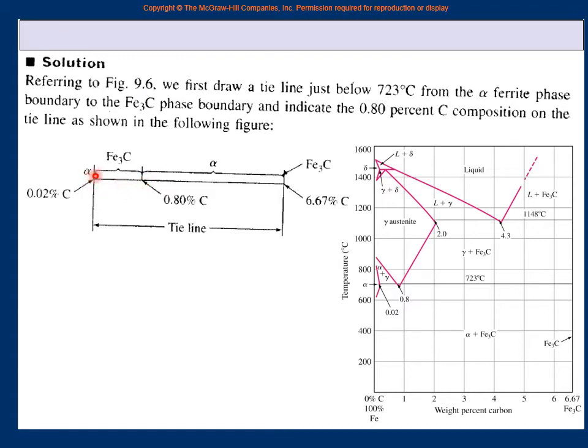So if you want to find the mass fraction of alpha, it is on the other side. This is cementite. So the mass fraction of cementite is on the other side. This is the lever rule, remember. So when you want to find the mass fraction of eutectoid cementite, then you go to the other side. So this is 0.8% minus 0.02%, upon the total length of the line, 6.67% minus 0.02%. So this is it, right?